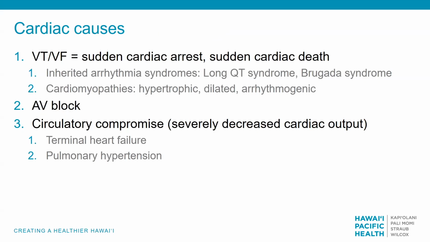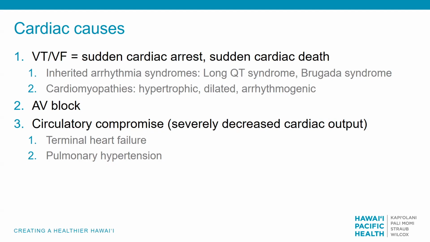So VT and VF, ventricular tachycardia and ventricular fibrillation. If they result in syncope, those are super strong reasons why the patient could also have a sudden cardiac arrest or sudden cardiac death. And here we are looking for inherited arrhythmia syndromes or channelopathies or cardiomyopathies. So what are those that I'm looking for when I'm suspecting a cardiac origin? Long QT syndrome, Brugada syndrome, hypertrophic cardiomyopathy, dilated cardiomyopathy.